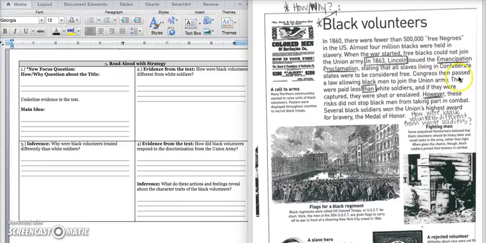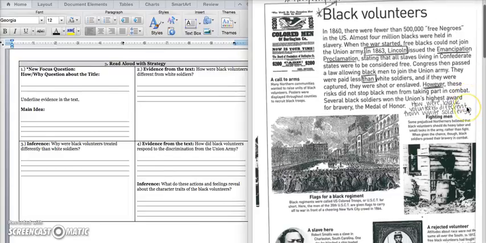All right, Congress then passed a law allowing black men to join the Army. They were paid less than white soldiers, and if they were captured, they were shot or enslaved. Wow, that's really interesting. So even though African Americans were free because of the Emancipation Proclamation and they could join the war, if they got caught by the Confederate troops, they either shot them on the spot or they made them slaves.